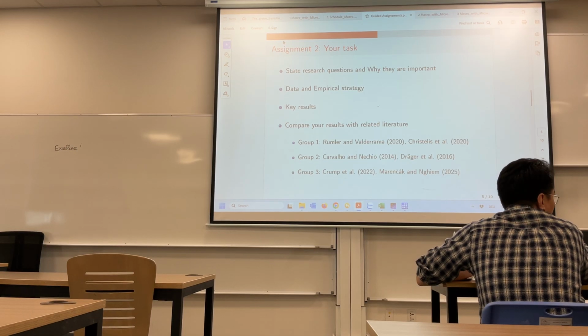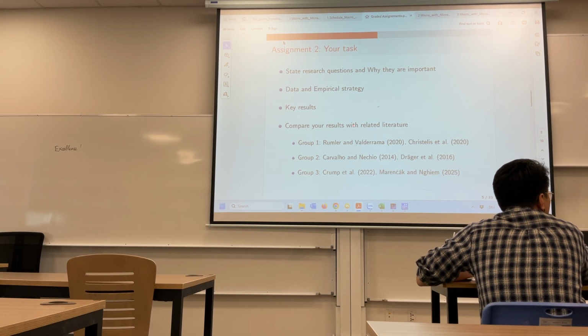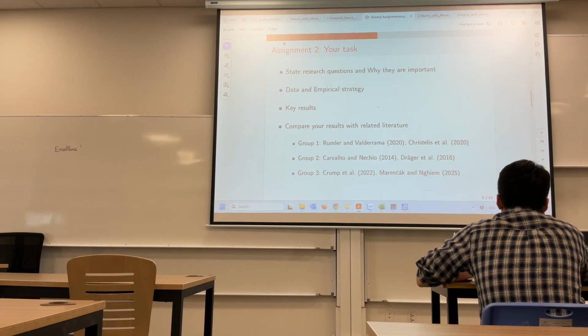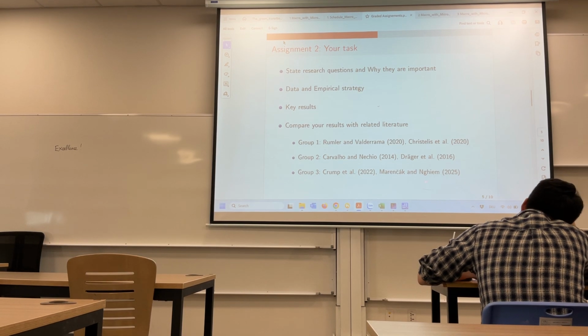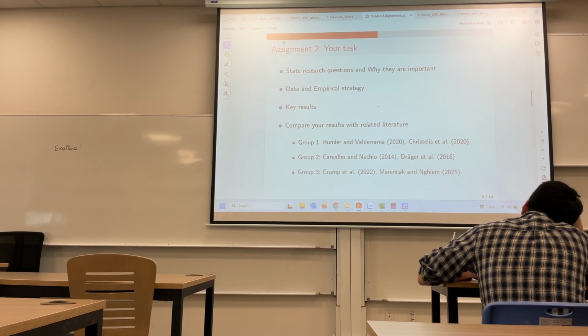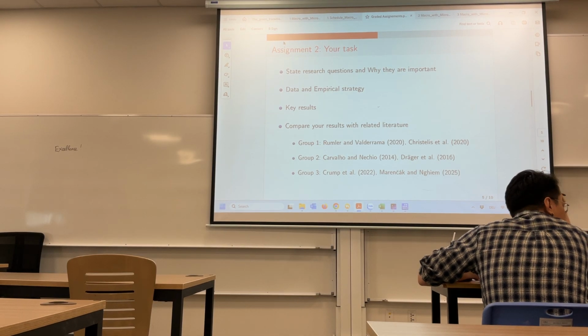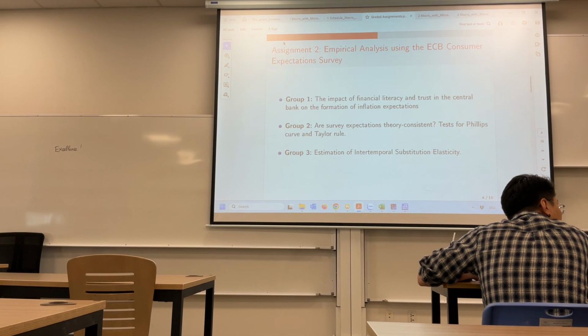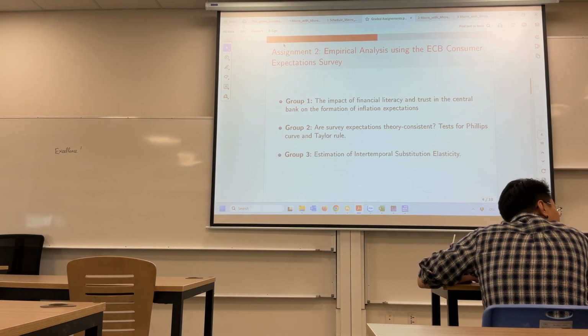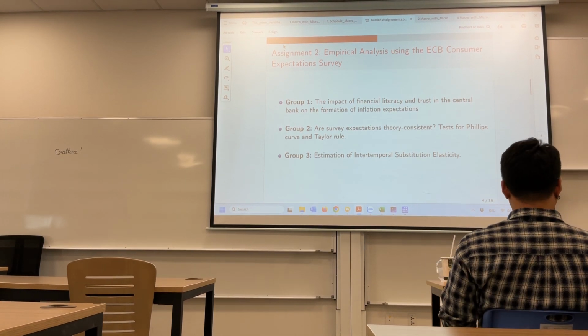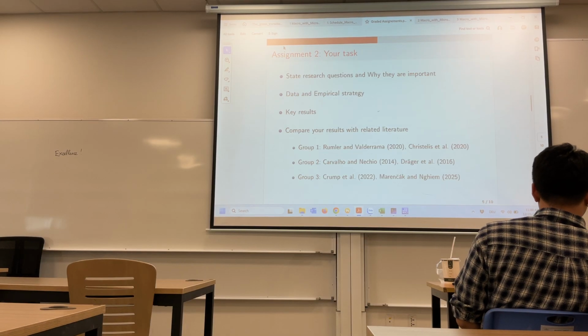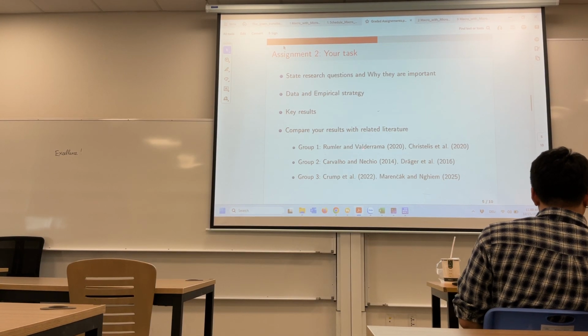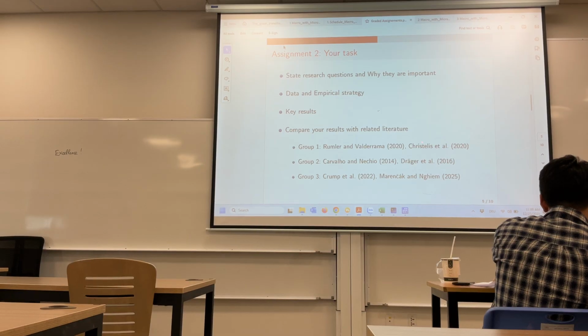And the last point here, you have to compare the results with the existing literature. And here I also mentioned which papers you can reference. For example, group number 1, about the formation of expectations and financial literacy in the central bank, you can compare the results with the literature by Fuster and Armantier and Kristie and co-authors about this topic. And the same for groups number 2 and 3.